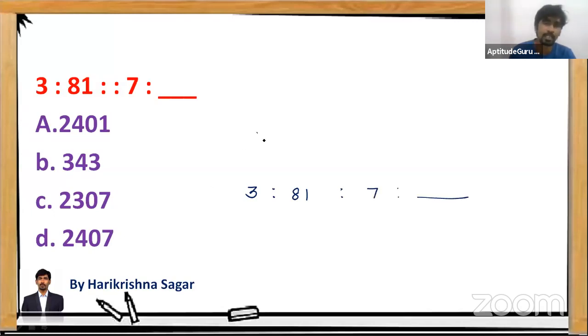So first understand what is the logic in it. What is 81? 81 is a familiar number. That's a perfect square. How can we write 81? Can I write 9 square? And what is 9? 9 is nothing but 3 square. So this becomes 3 raised to the power of 4.